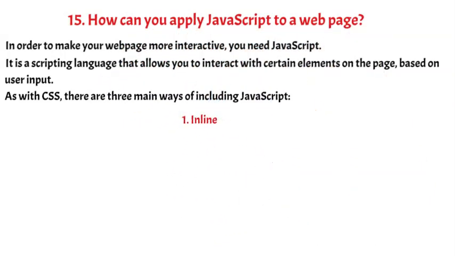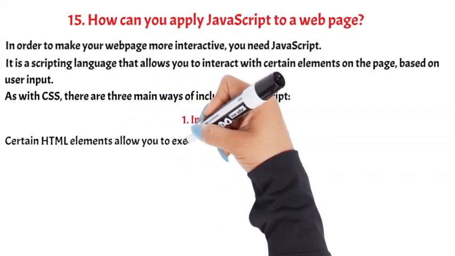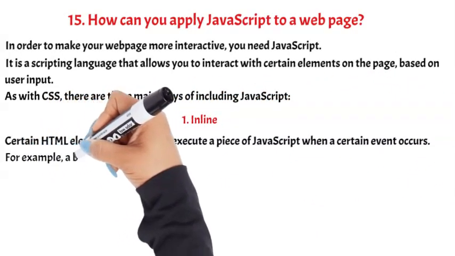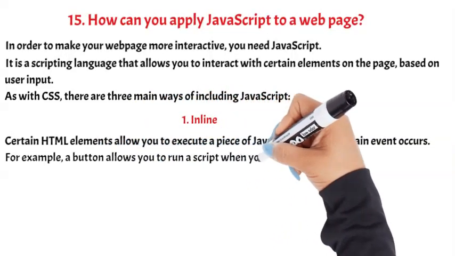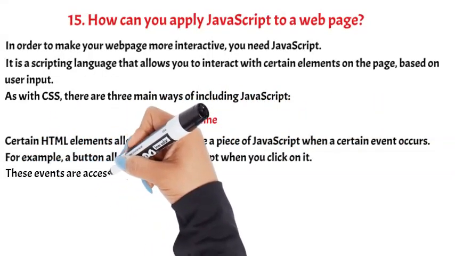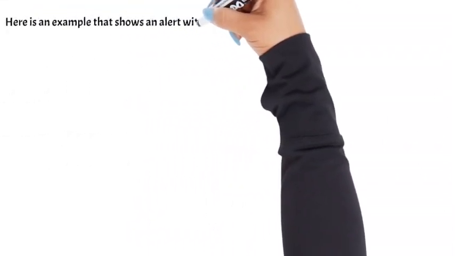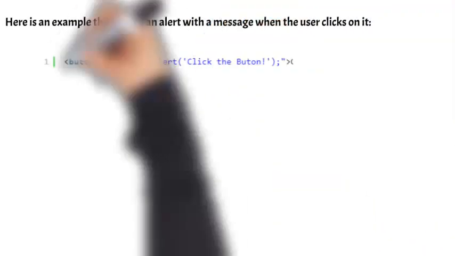1. Inline. Certain HTML elements allow you to execute a piece of JavaScript when a certain event occurs. For example, a button allows you to run a script when you click on it. These events are accessed through attributes and differ based on the events that are available on each element. Here is an example that shows an alert with a message when the user clicks on it.